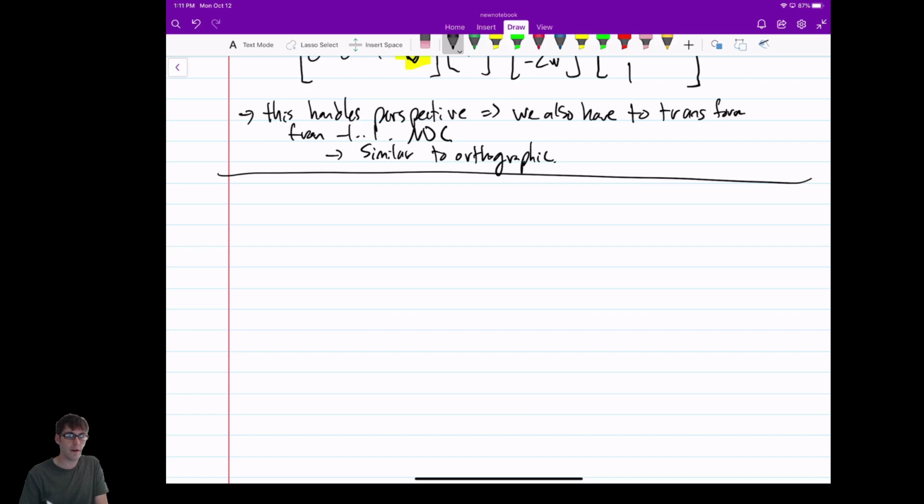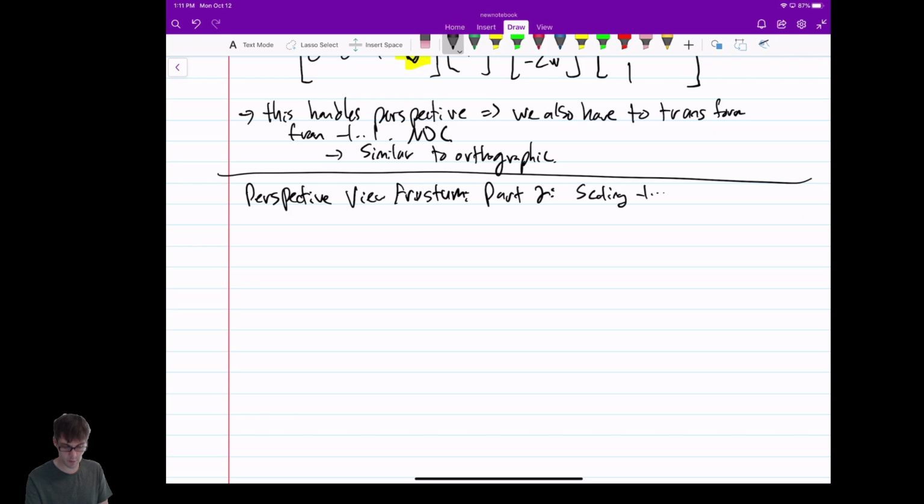So let's keep learning about how to calculate this perspective view frustum. Perspective view frustum, part 2, the sequel.